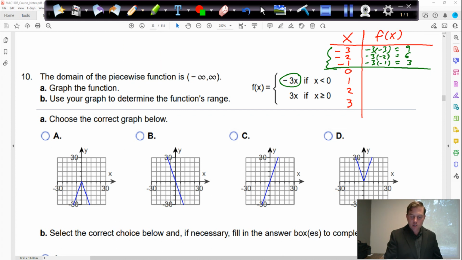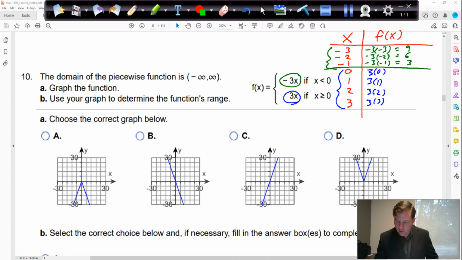Okay, then it says 0 or bigger, use this one. So 0 or bigger, use positive 3x for your function. So all of these are going to have a positive 3 out front, and then we're just multiplying by these numbers that we wrote. And we're going to get 0, 3, 6, and 9.